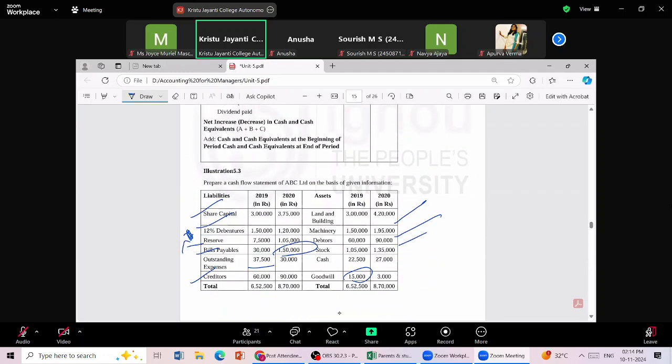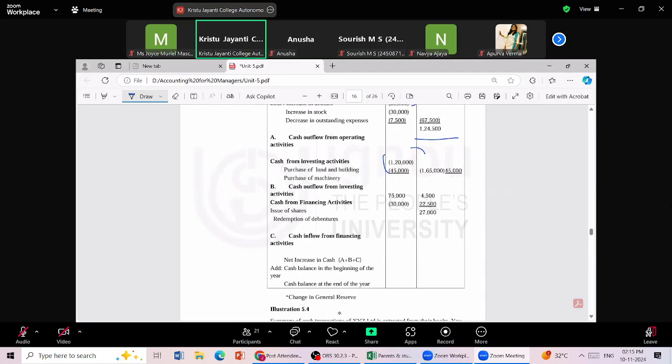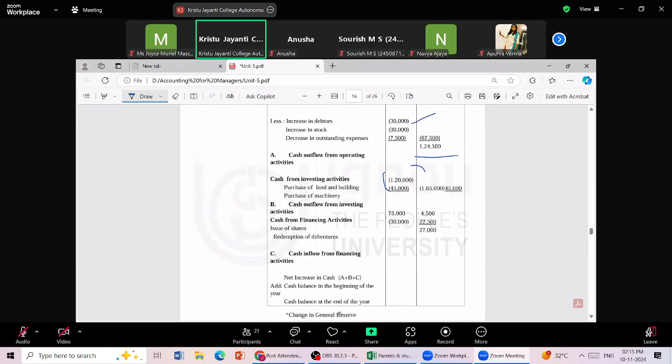Now see the debenture, it was 1,50,000, but in 2020 it was 1,20,000, which means the debenture has been redeemed, which has been paid off. So the cash has gone out, so around 30,000. So you can see here around 30,000. So now you minus and see what you get, the net increase of cash.